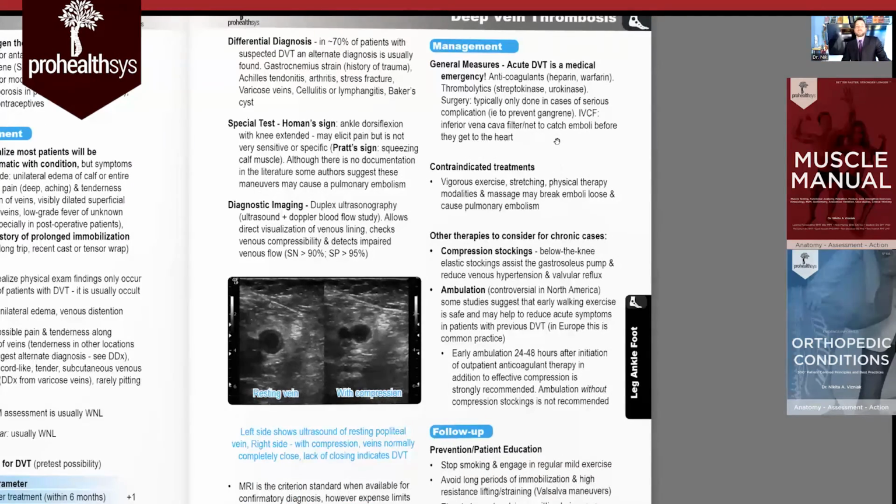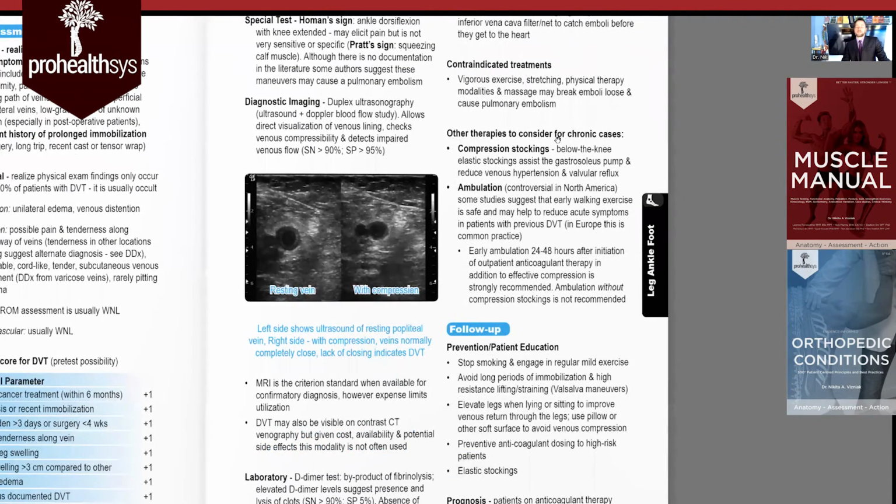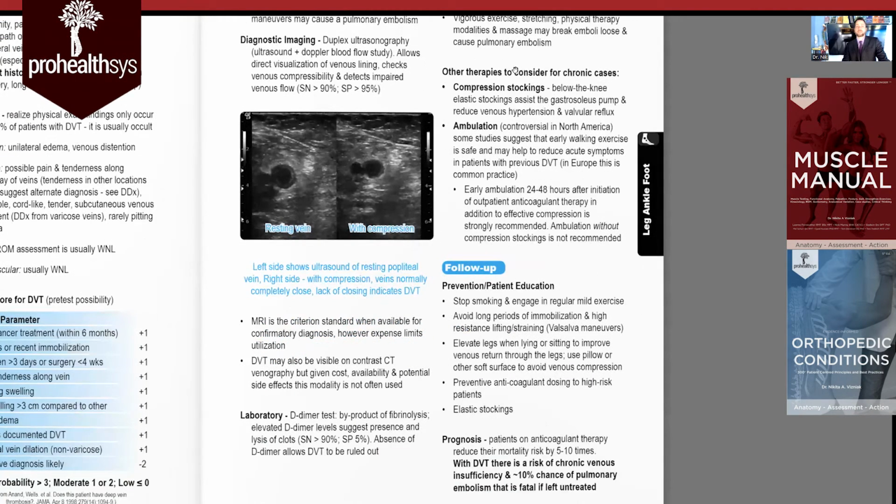What else do we see? Contraindications to treatment. Yes, you are not going to be giving vigorous exercise to increase blood flow, rapid stretching and physical therapy modalities. And of course, massage therapy over that area would be contraindicated for the potential of you breaking loose fragments of that clot. Okay. In chronic cases, you might consider compression stockings, medically supervised compression stockings.